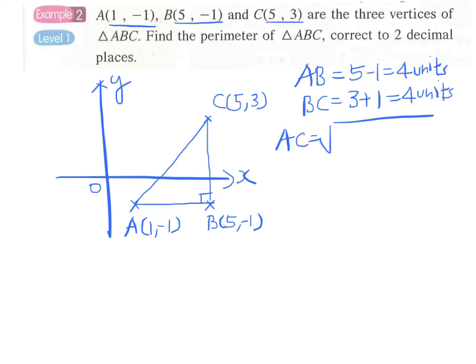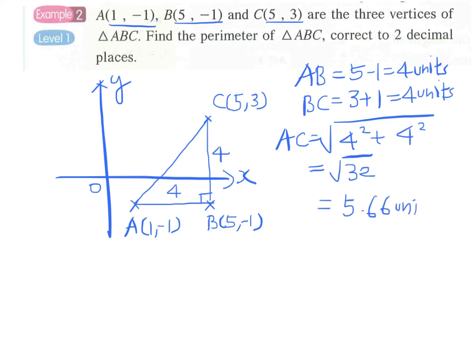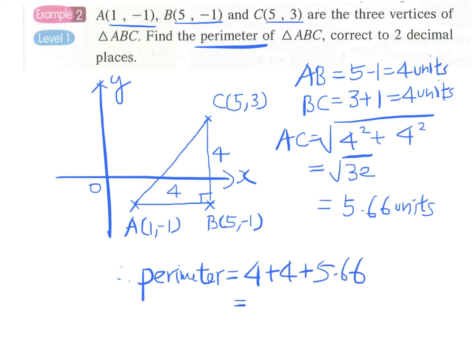Actually, in this problem, we can simply apply the Pythagoras theorem, because this is 4, this is 4, we don't need to apply the distance formula. So this will be the root of 32. And then this is 5.66 units. And remember, don't forget the perimeter. Therefore, perimeter equals 4 plus 4 plus 5.66, which is 16.66 units.